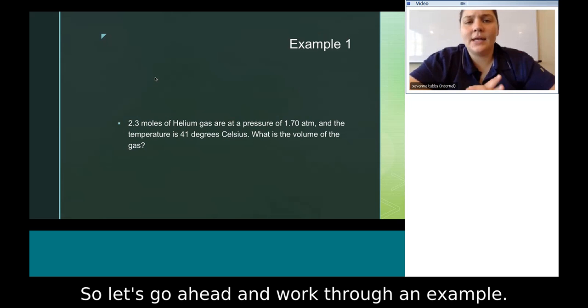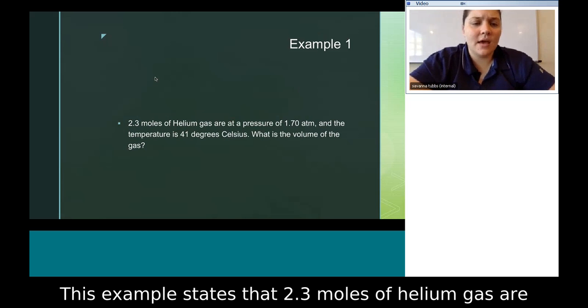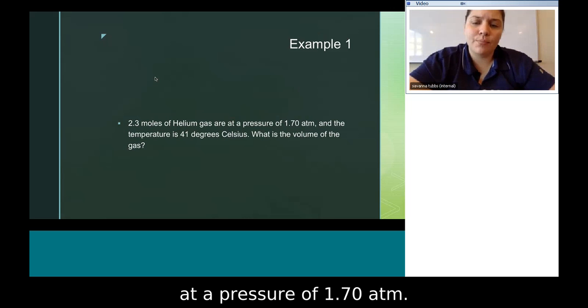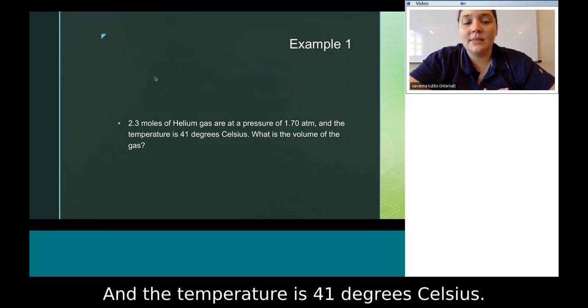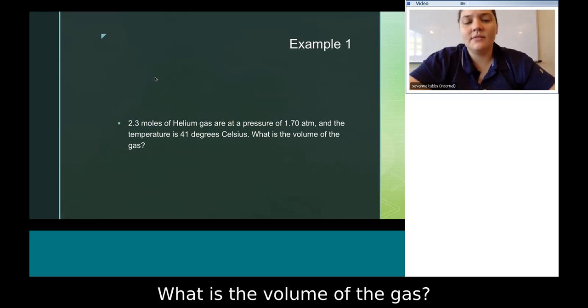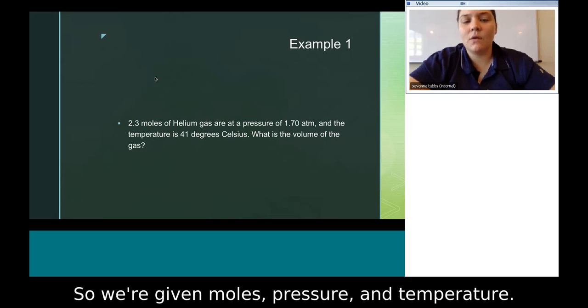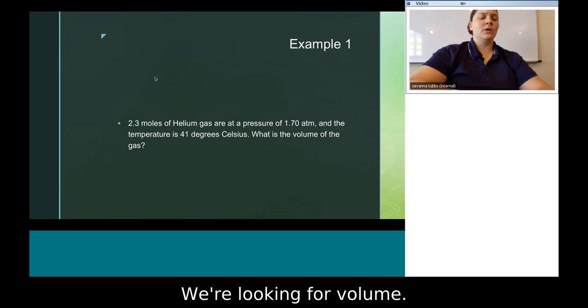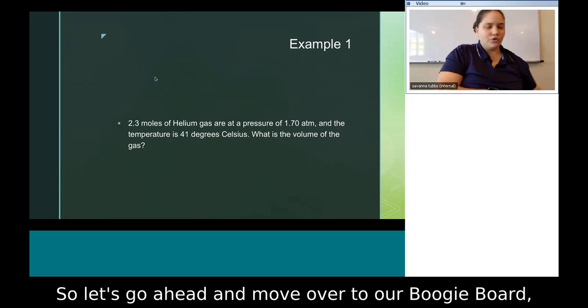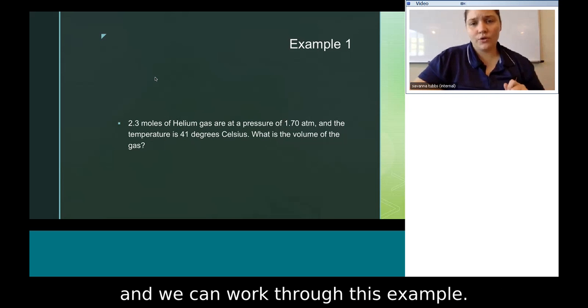So let's go ahead and work through an example. This example states that 2.3 moles of helium gas are at a pressure of 1.70 atm, and the temperature is 41 degrees Celsius. What is the volume of the gas? So we're given moles, pressure, and temperature. We're looking for volume. So let's go ahead and move over to our boogie board and we can work through this example.